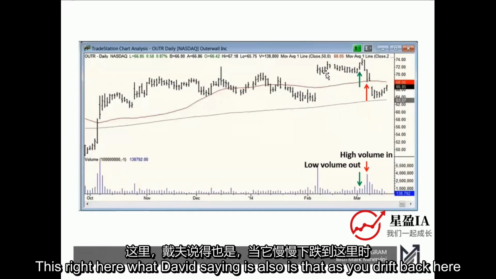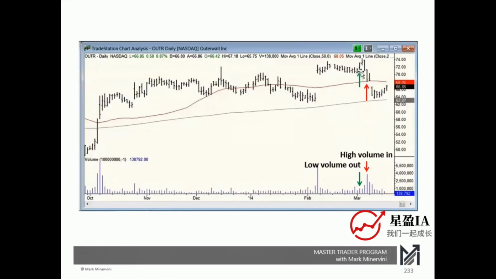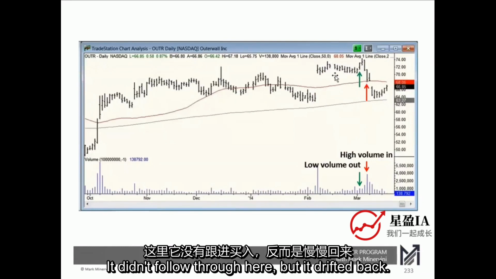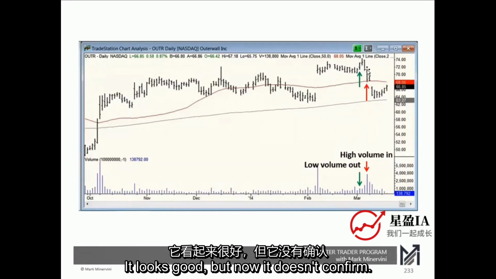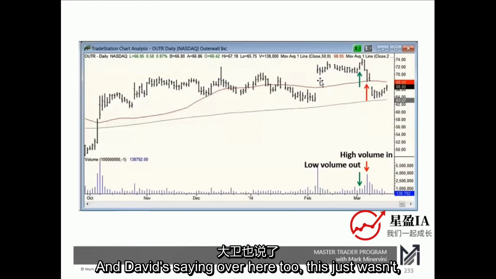Right. And what David's saying is that as you drift back here, and we talked about coming back for a number of days and then erasing it very quickly, this looks okay. This looks pretty good. It's coming back pretty quickly. And it didn't follow through here, but it drifted back. And now you're saying, okay, tennis ball action here looks good. But now it doesn't confirm. It doesn't confirm.